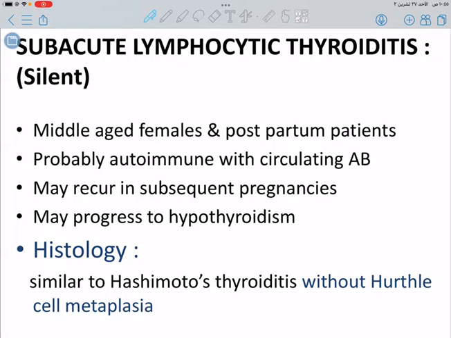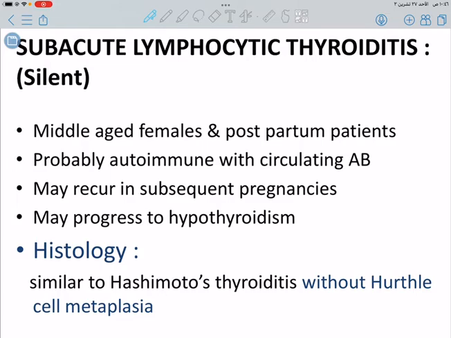Unlike Hashimoto's thyroiditis, there is no very severe inflammation. There is lymphocytic infiltration. Usually, or most of the time, it occurs as postpartum thyroiditis. What is postpartum? After delivery, there is mild thyrotoxicosis related to lymphocytic inflammation. It could be related to autoimmune diseases. It may recur in subsequent pregnancies and then progress to hypothyroidism. Sometimes it follows the same disease progression as Hashimoto's thyroiditis, but most of the time it does not cause hypothyroidism.